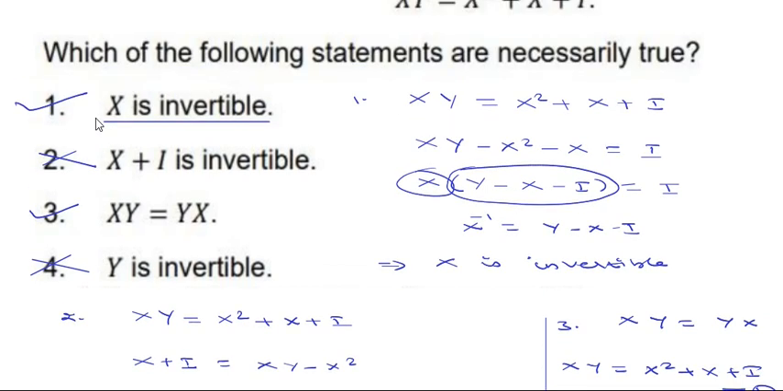So the correct options for this question are option 1, x is invertible, and option 3, xy equal to yx.